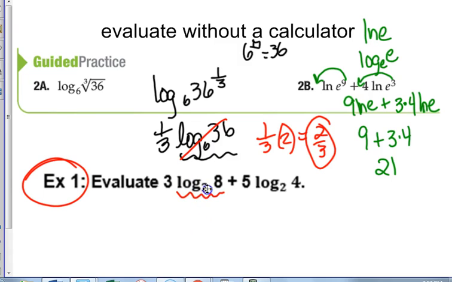Sarah, what'd you get for just this part? Log base 2 of 8. And over here, log base 2 of 4. Okay. So you ended up with?